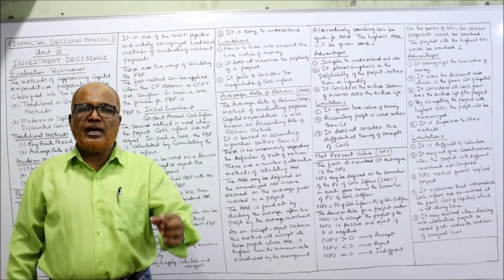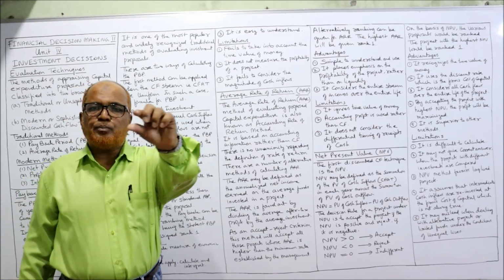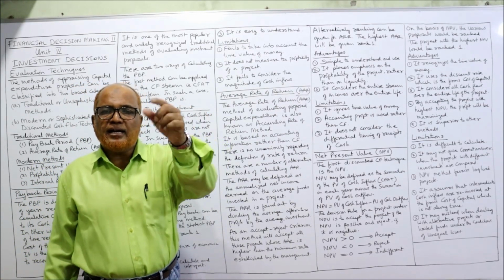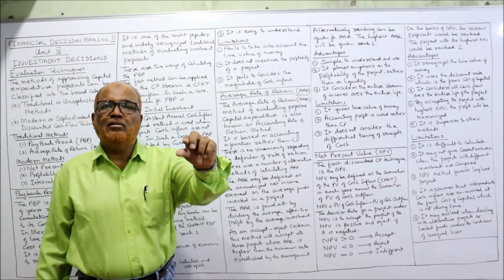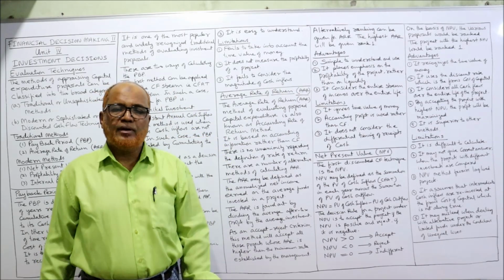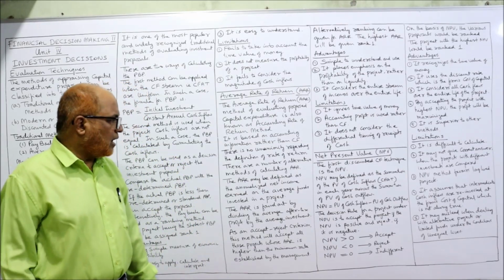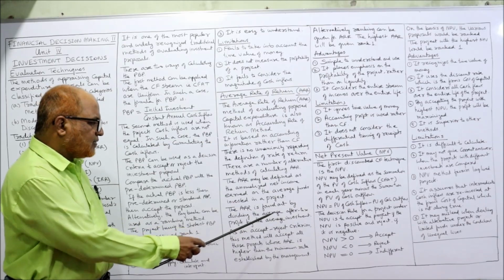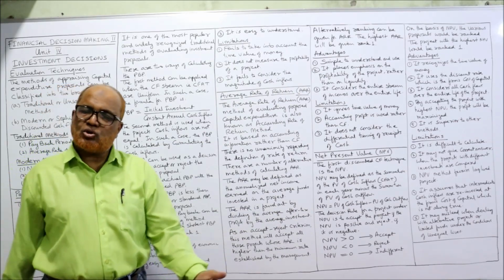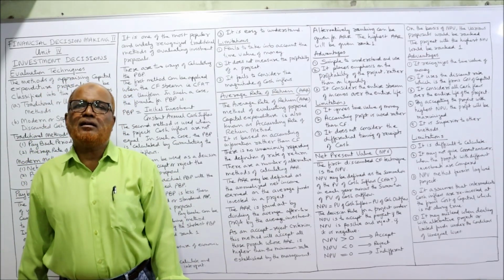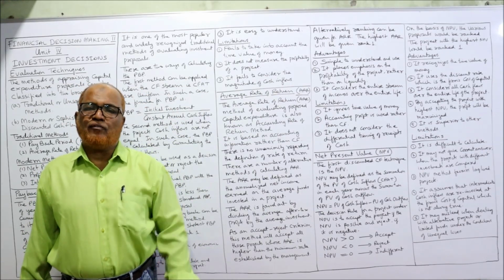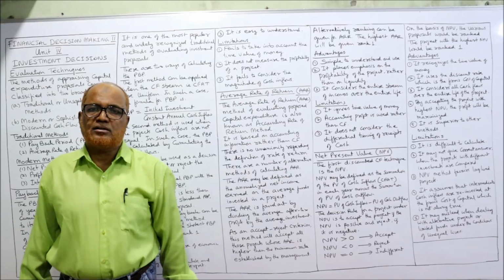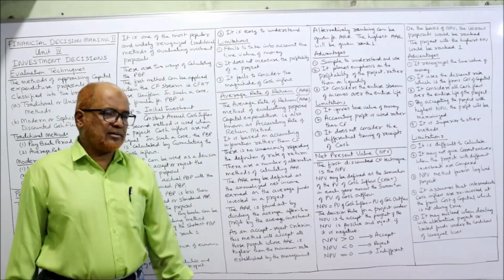Simply, the formula for ARR is average profit after tax divided by average investment, into 100. This formula gives you ARR. So ARR is found by dividing the average after-tax profit by the average investment. Just now I told you how to calculate it. In the numerator, take the average profit. In the denominator, take the average investment, into 100. A percentage you will get.